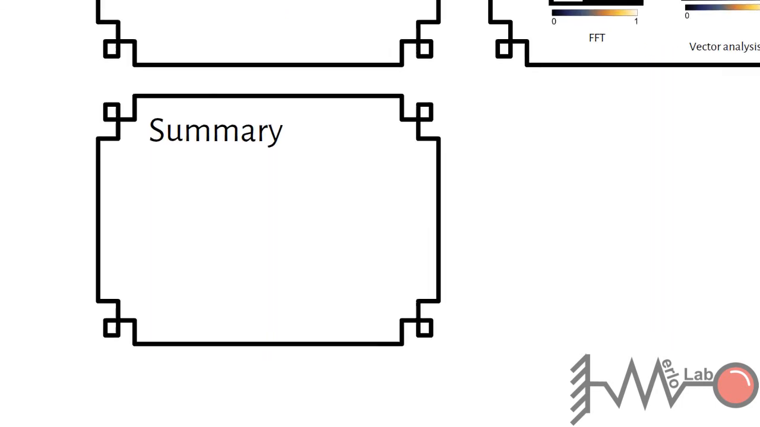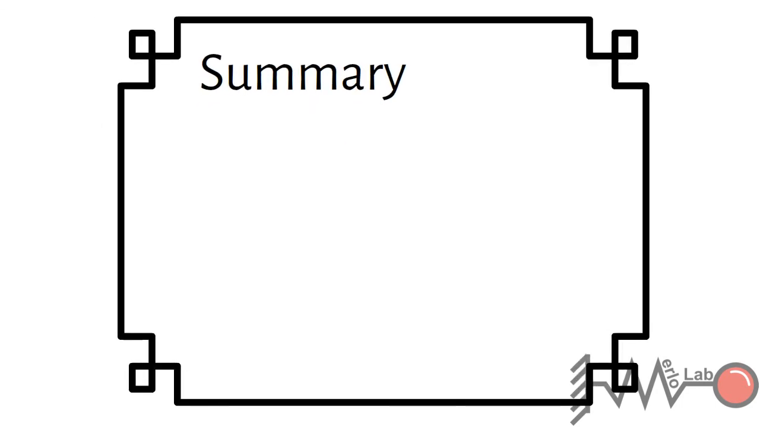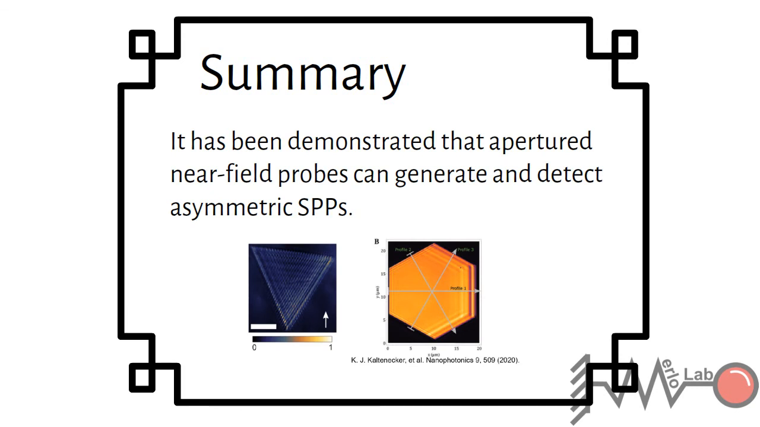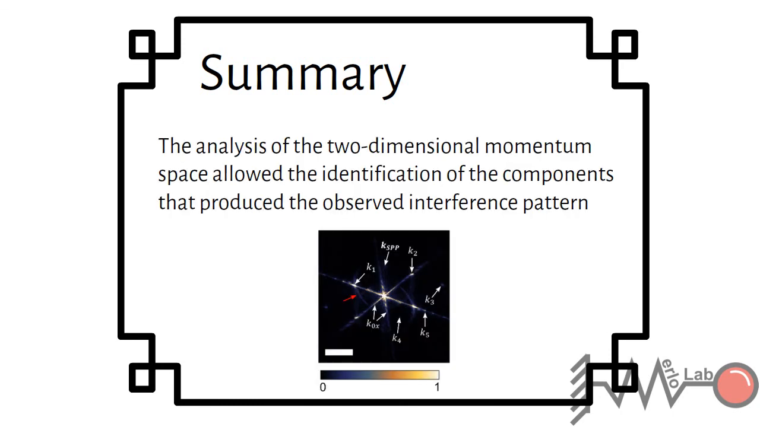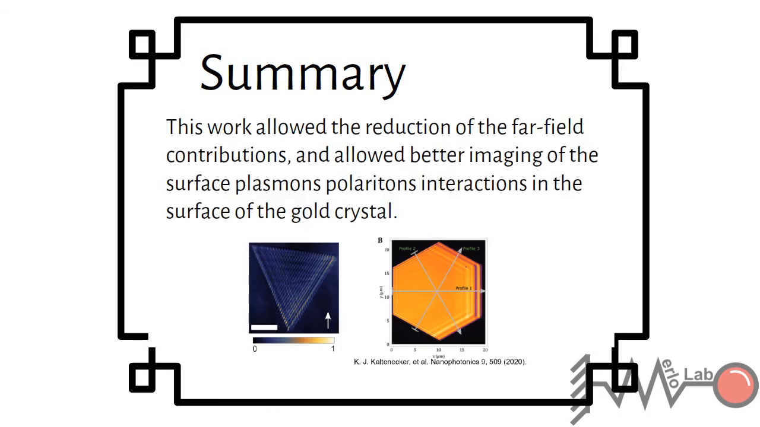In summary, it has been demonstrated that the apertured near-field probes can generate and detect asymmetric surface plasmon polaritons using similar conditions to those previously reported. Also, the analysis of the two-dimensional momentum space allowed the identification of the components that produce the observed interference pattern and their origin. Finally, this work allowed the reduction of the far-field contributions and allowed better imaging of the surface plasmon polariton interactions on the surface of the gold crystal.